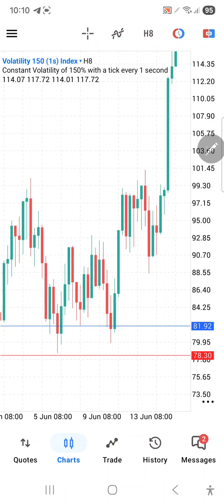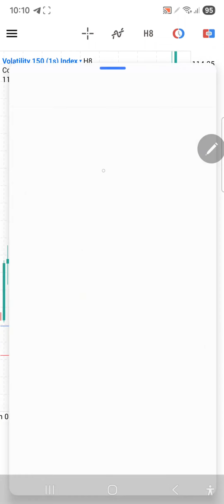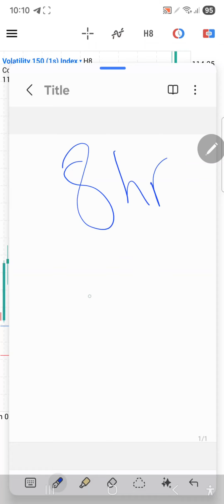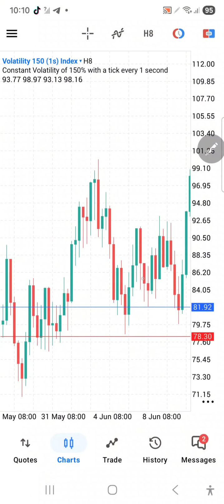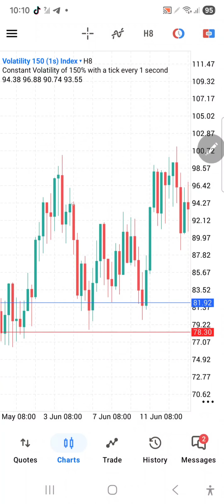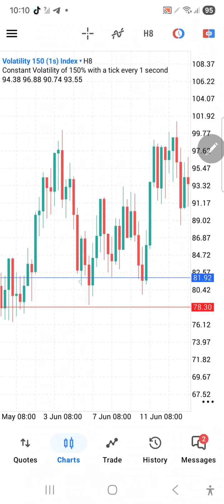First thing first, I got my entry on the 8 hours time frame. The entry was also on the 6 hours time frame, but was more clear on the 8 hours time frame. So this was the 8 hours time frame of Volatility 151x. We had this higher high, higher low, higher high. Then we had price create a lower low, lower high, lower low. Price created this higher high, created this higher low, and created this higher high.